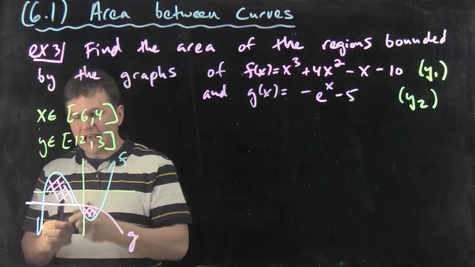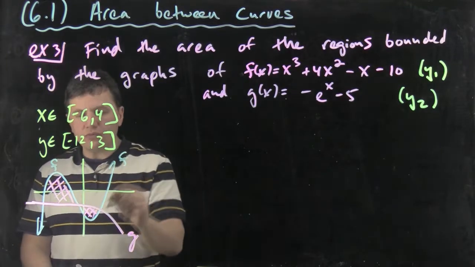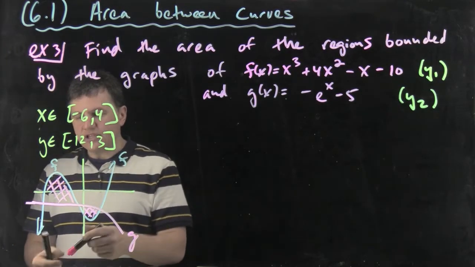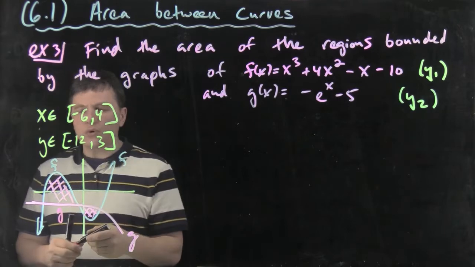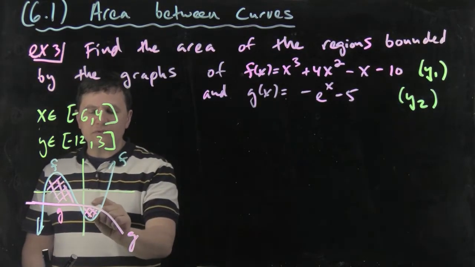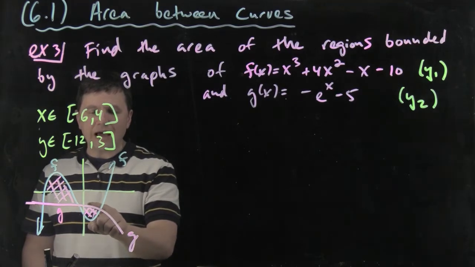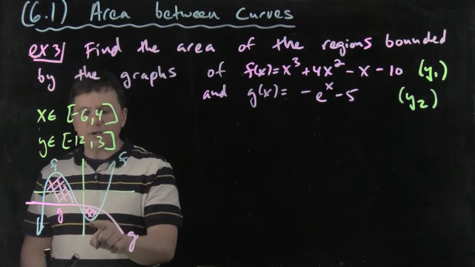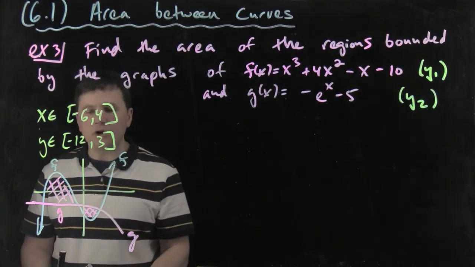So this is f here, right? The blue function is f, and then this is g. So for our first region here, we're going to do f minus g, and then over on this side, they trade places. So now the g function is on top, so that'll be g minus f. So I'm going to do this as two separate intervals.